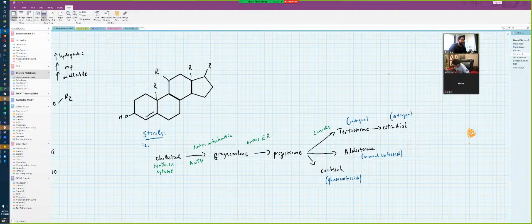I used to take pregnenolone as a supplement because it's supposed to be good for your brain, and a couple of other things.